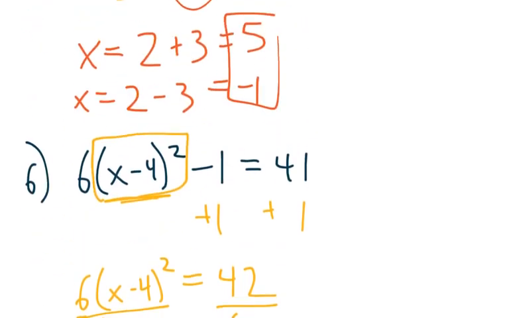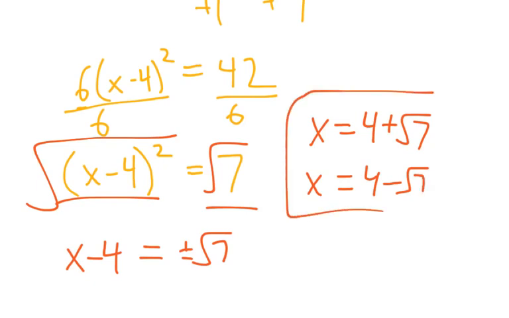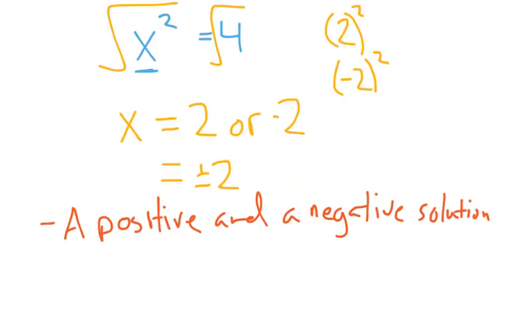And just like I did up here, I have 2 solutions I got to work out. I'm going to have x equals 4 plus the square root of 7, and x equals 4 minus square root of 7. Again, seems awkward, but it's a totally acceptable answer. So that's how we solve quadratics using square roots. Again, it only works for certain cases.